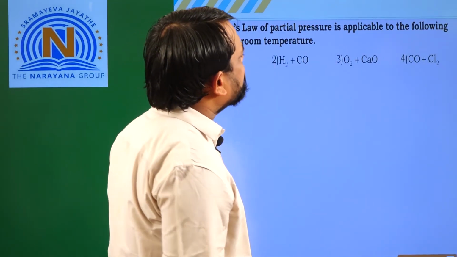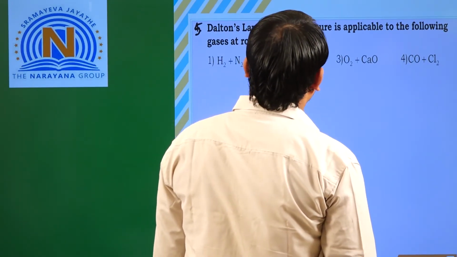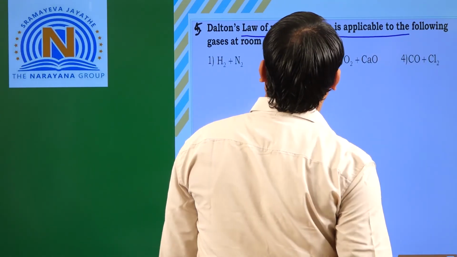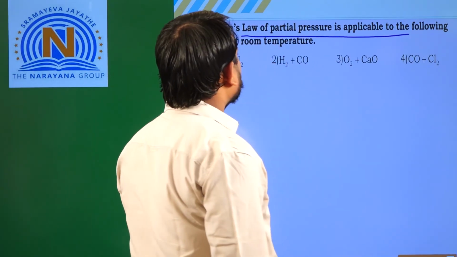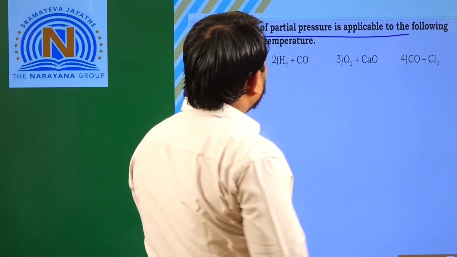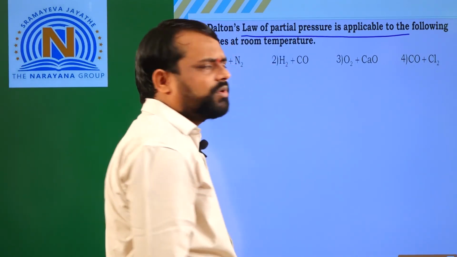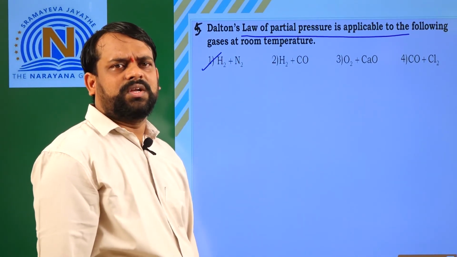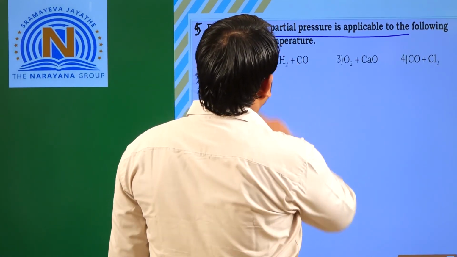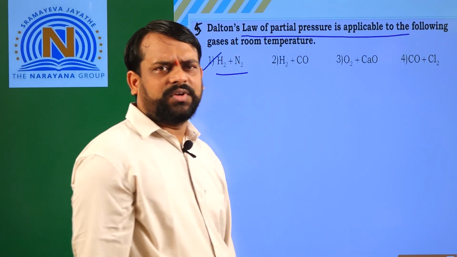Dalton's law of partial pressure is applicable to the following gases at room temperature. That means Dalton's law of partial pressure is applicable only to non-reactive gases. What are the non-reactive gases? When you compare, the first option, hydrogen and nitrogen, is the non-reactive gas, and the others are reactive gases. So for question number 5, option 1 is correct. First option, H2 and N2 are non-reactive gases. So according to the question, Dalton's law of partial pressure is applicable to the combination of H2 and N2 gases.